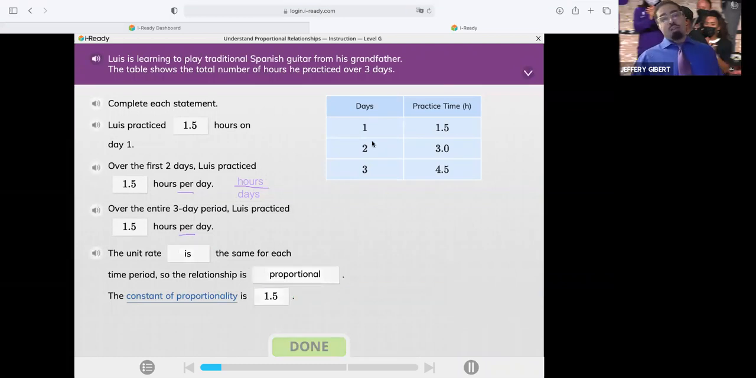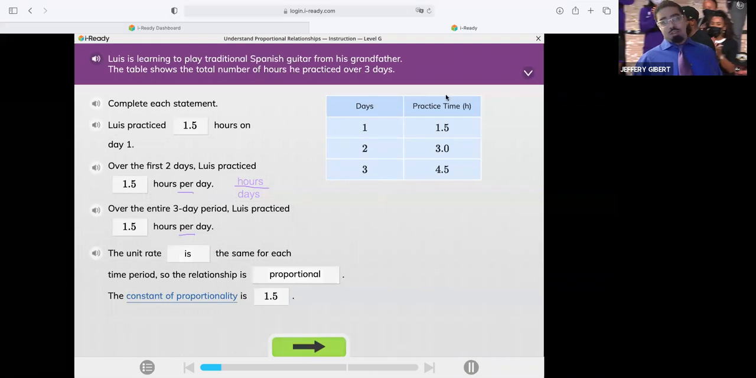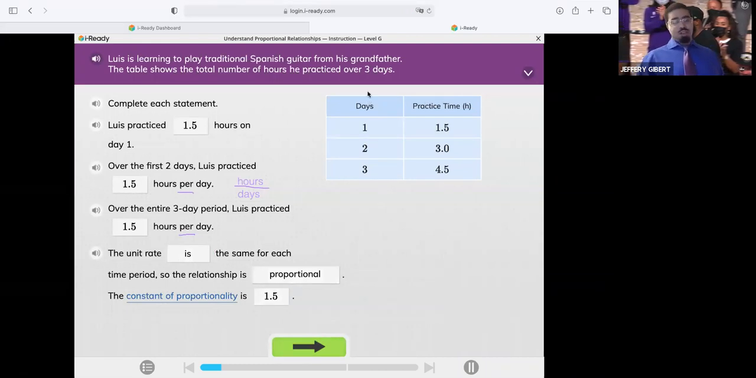So like I was telling you all, remember the y divided by the x. The right side's always the y. The left side's always the x.